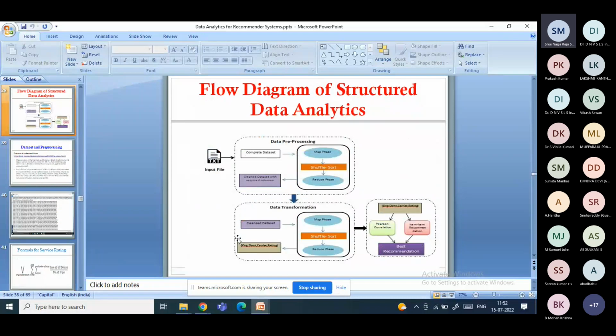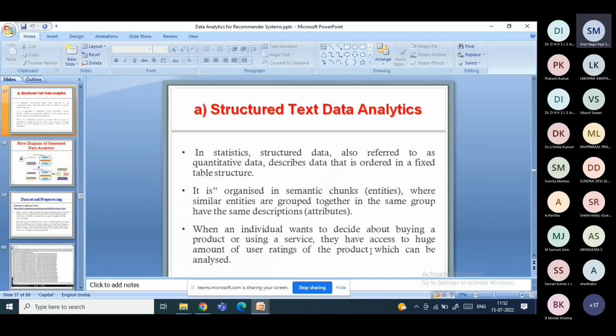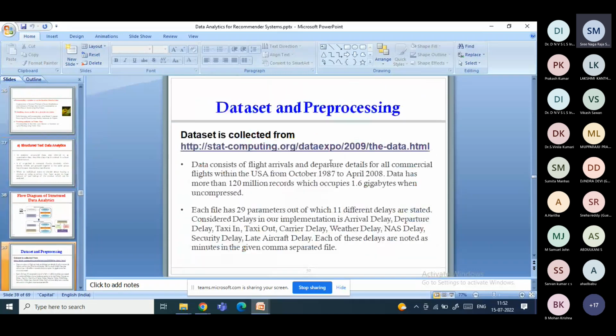For structured data analytics, we can go like this. We take the input data, apply data pre-processing and data transformation, and combine with two algorithms. One is the instance filtering algorithm and the second one is the nearest neighbor algorithm for the structured data processing.